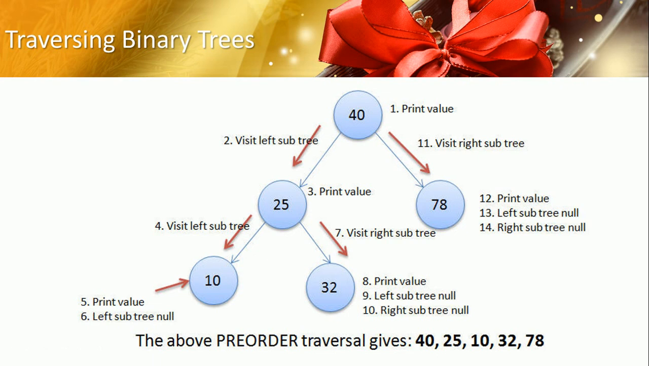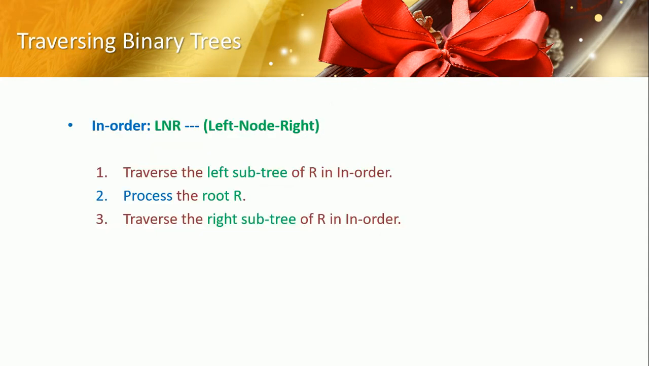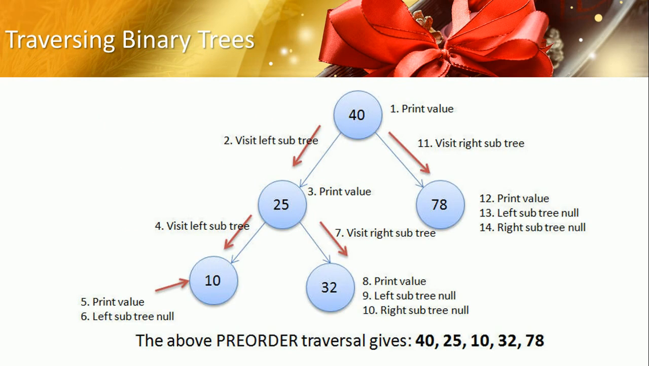So this is the required pre-order traversal. In pre-order, the node is processed first, then the left, then the right. So this is the traversing algorithm. Next you are going to see the in-order and the post-order. If there is any question, then ask me in the group.